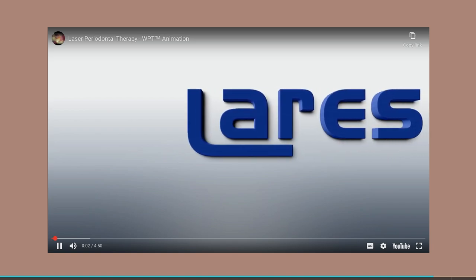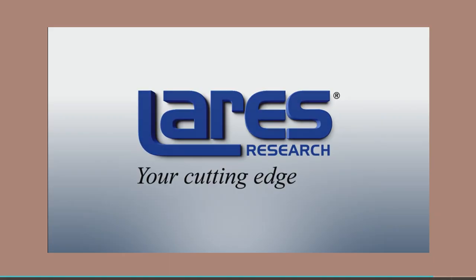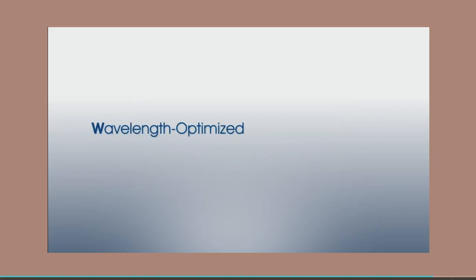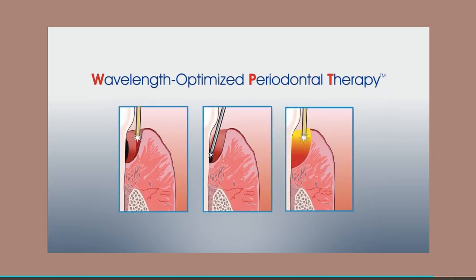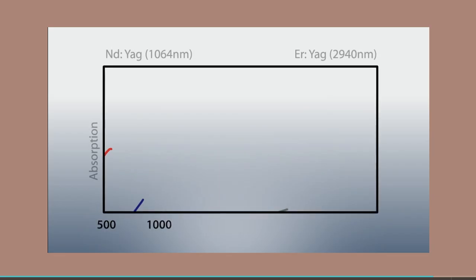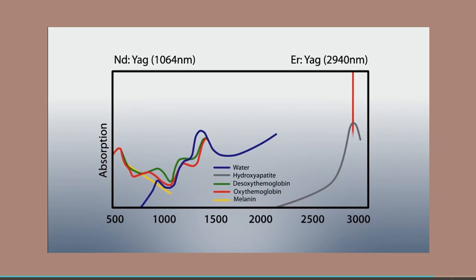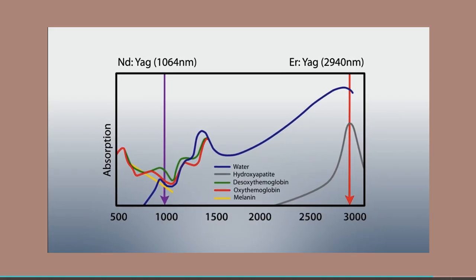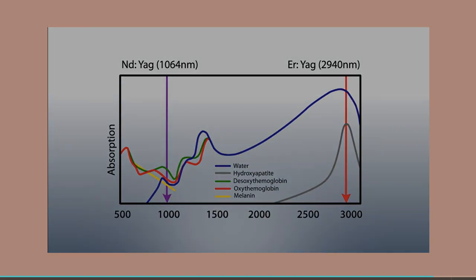As dental laser technology has advanced, so has our ability to treat periodontal disease with the laser. Wavelength Optimized Periodontal Therapy, or WPT, is a breakthrough, minimally invasive periodontal disease treatment protocol developed by Dr. Robert Barr during 20 years of pioneering laser dentistry. WPT makes optimum use of dentistry's best two wavelengths, erbium YAG and Nd:YAG. WPT may be used for moderate to severe periodontal disease treatment.